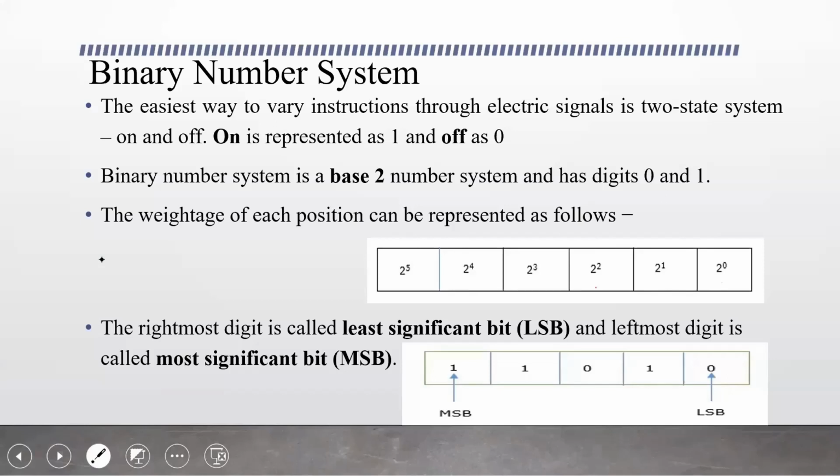Here the rightmost digit is called the least significant bit, and the leftmost digit is called the most significant bit. If you take the binary number 11010, 0 is the least significant bit of this number, and the most significant bit of this particular binary number is this 1. The weightage that can be applied to this is 2 power 0, 2 power 1, 2 power 2, 2 power 3, and 2 power 4.